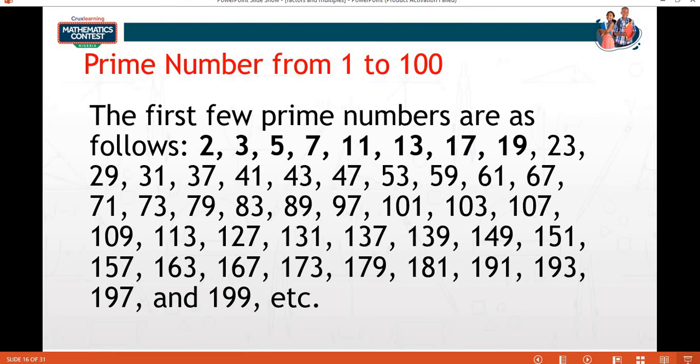You can see them listed as 2, 3, 5, 7, 11, 13, 17, 19, 23, and so on. Sorry, I was counting 1 to 3 there. These are prime numbers between 1 and 100, numbers that only 1 and itself can divide. So take note of them, list them out, and then master them. Okay, let's proceed.